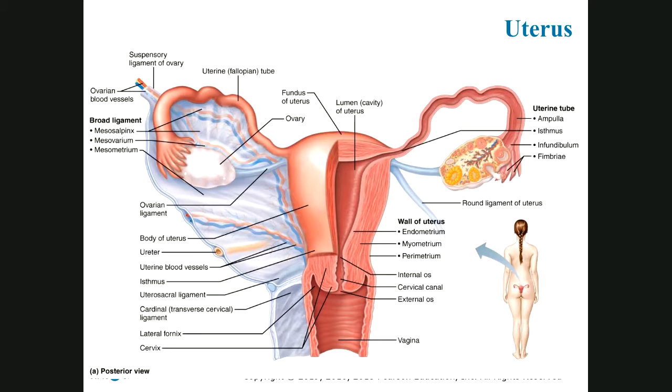It's also supported by ligaments, so let's look at those ligaments. We have the round ligament that binds the uterus to the anterior wall. We will come back to the wall of the uterus later. We also have the uterosacral ligament that secures the uterus to the sacrum.